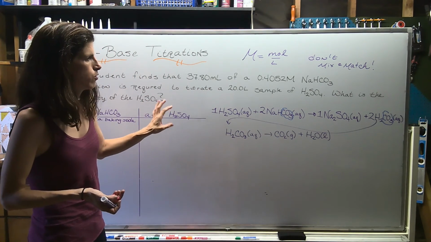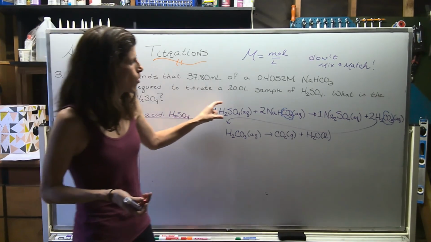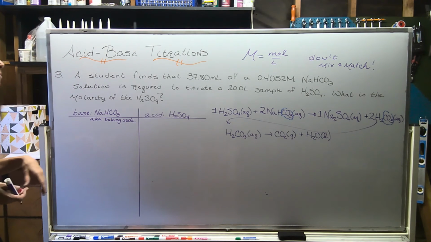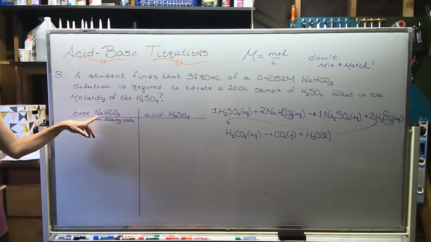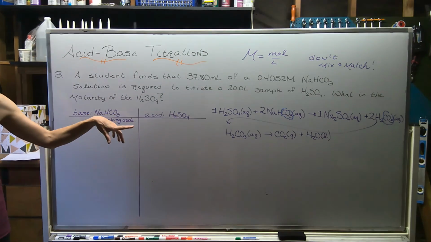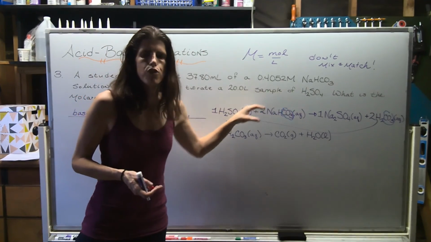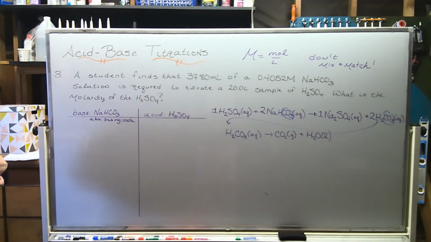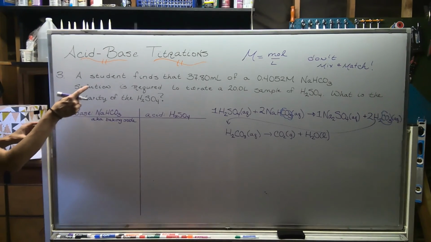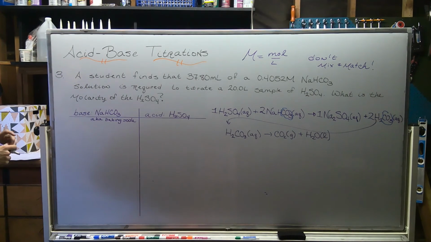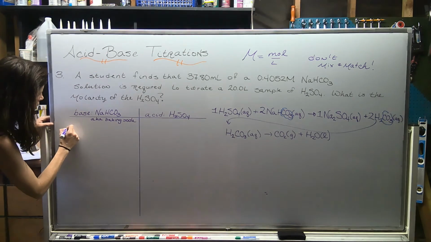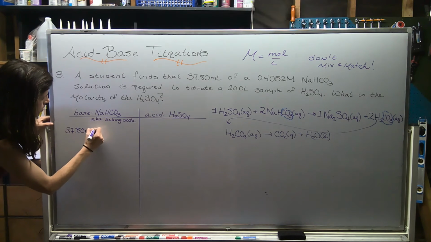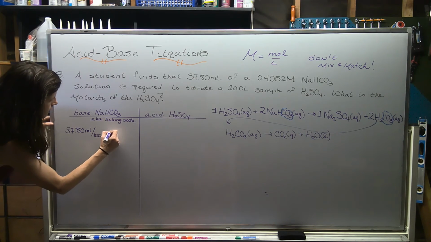Our coefficients, however, the ones that we're going to use, we're going to focus on this top equation when we're considering the math here, because both of the species they ask us about or give us information about, the baking soda and the sulfuric acid, are present in the top reaction. So I'm going to really focus up there. A student finds that 37.80 mils of 0.4052 molar sodium bicarbonate. So let me put that over here. 37.80 mils. I'm going to divide by 1,000 and get that in liters right off the bat.